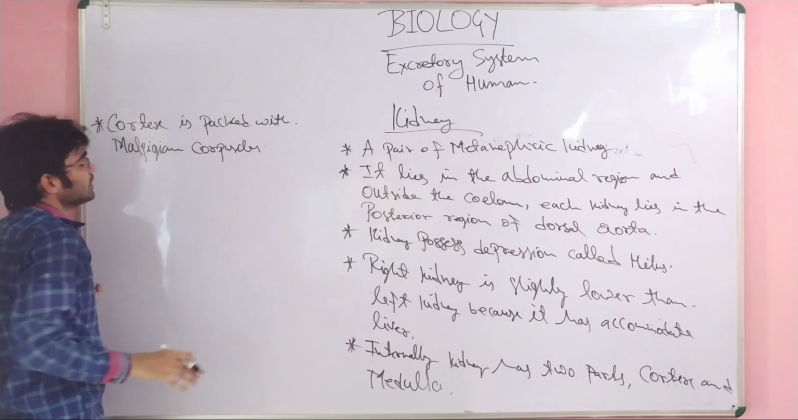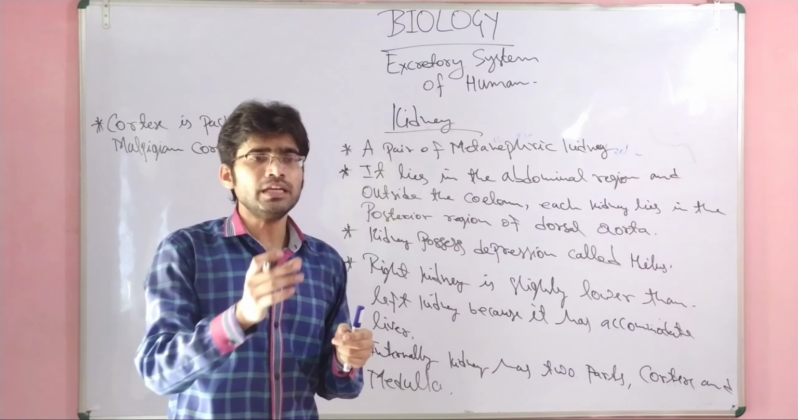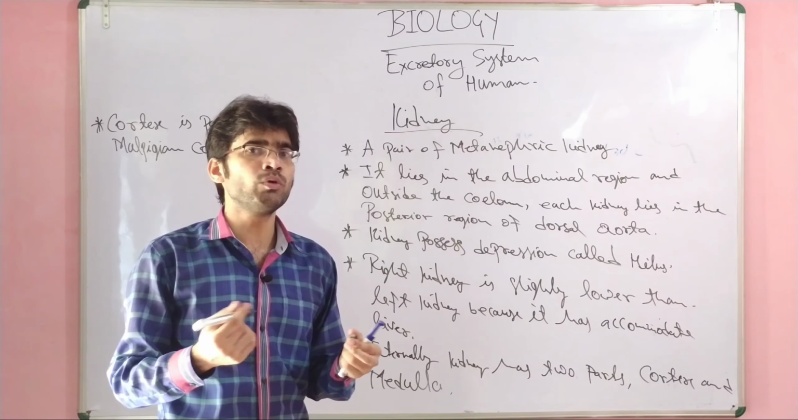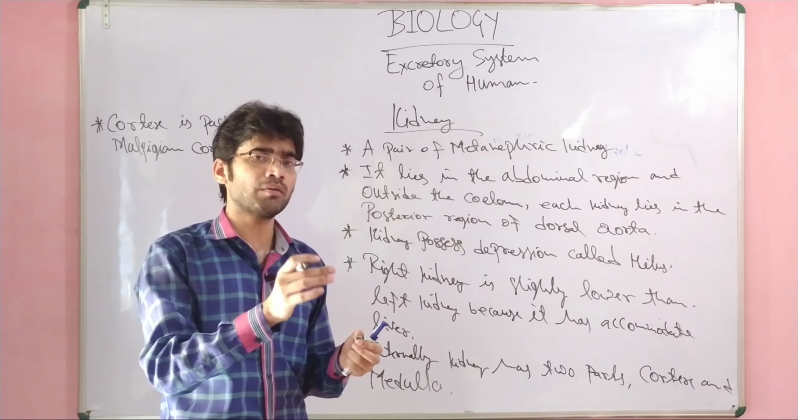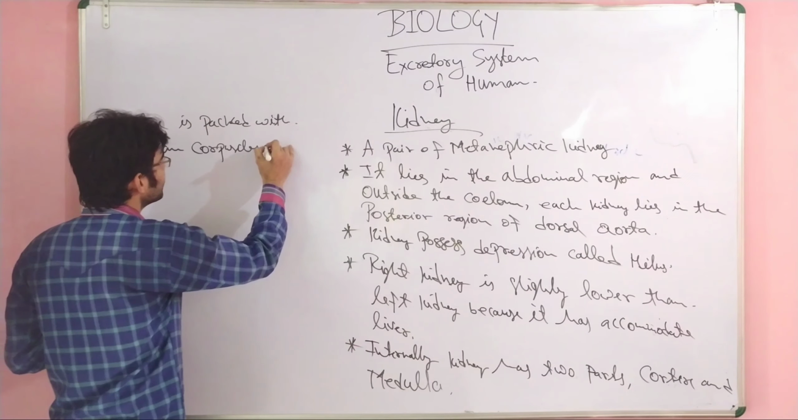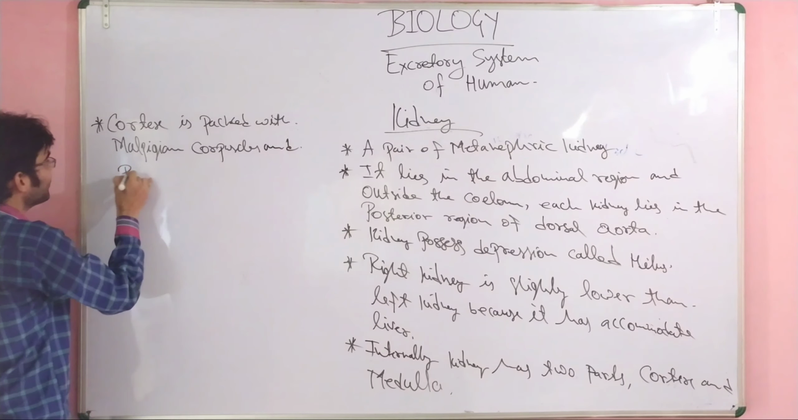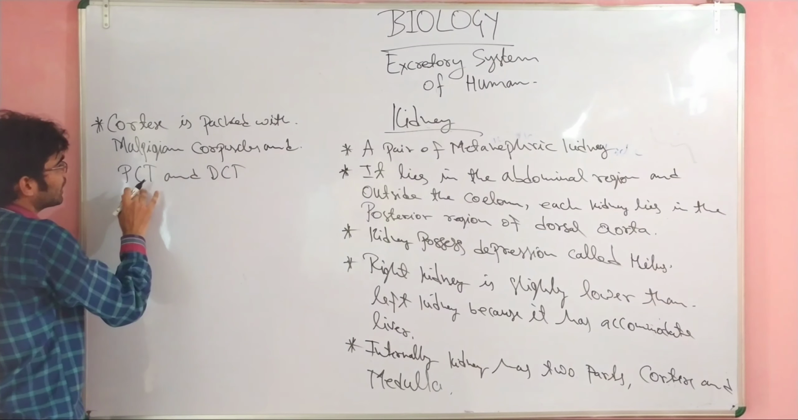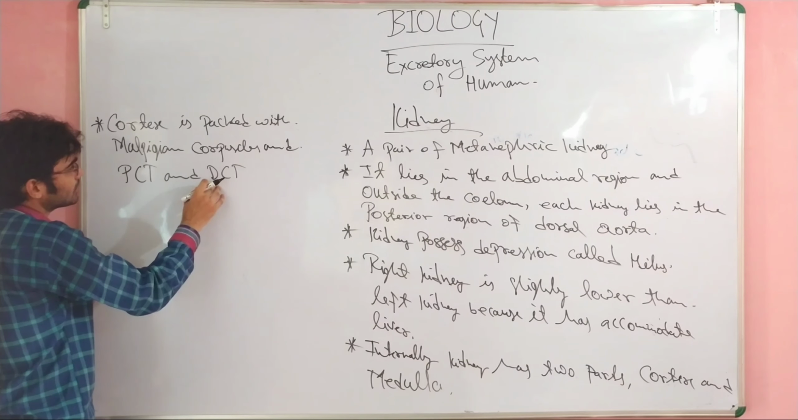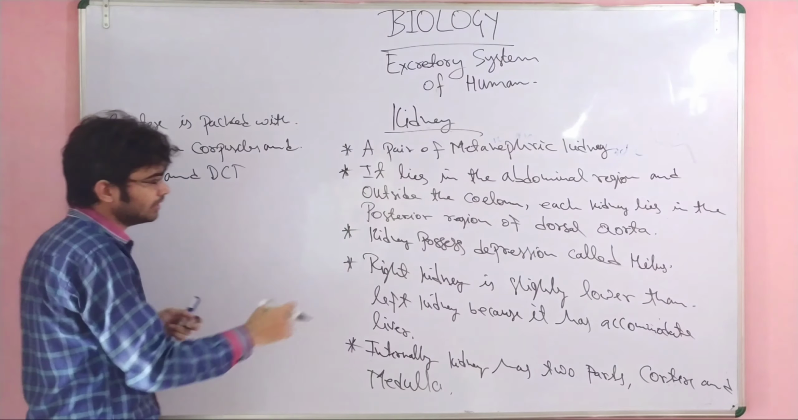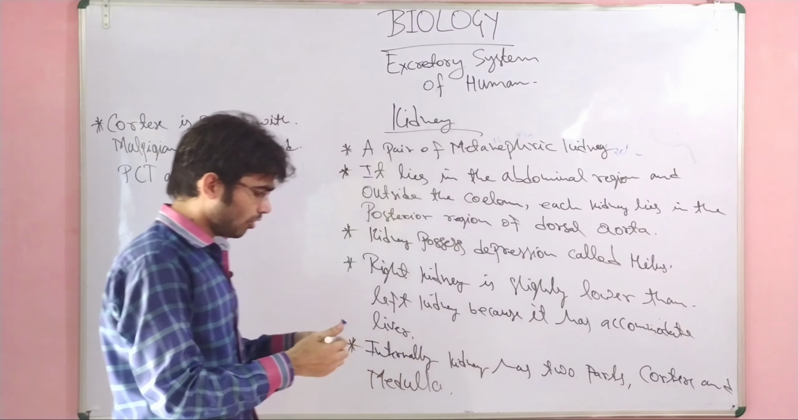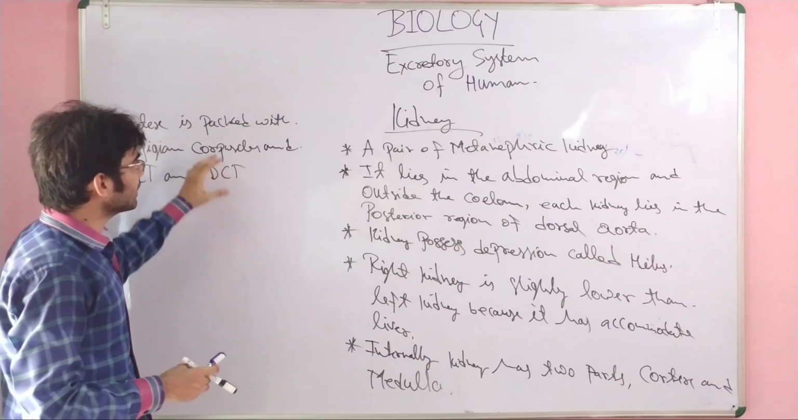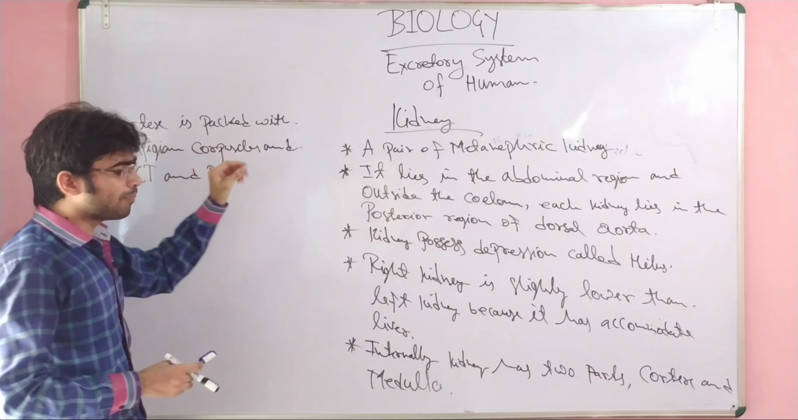What is a Malpighian corpuscle? Malpighian corpuscle is the glomerulus and Bowman's capsule, collectively called Malpighian corpuscles. And PCT and DCT, the proximal convoluted tubule and distal convoluted tubule, are present in the cortex region. That's why the cortex region of the kidney appears darker and granular in appearance.